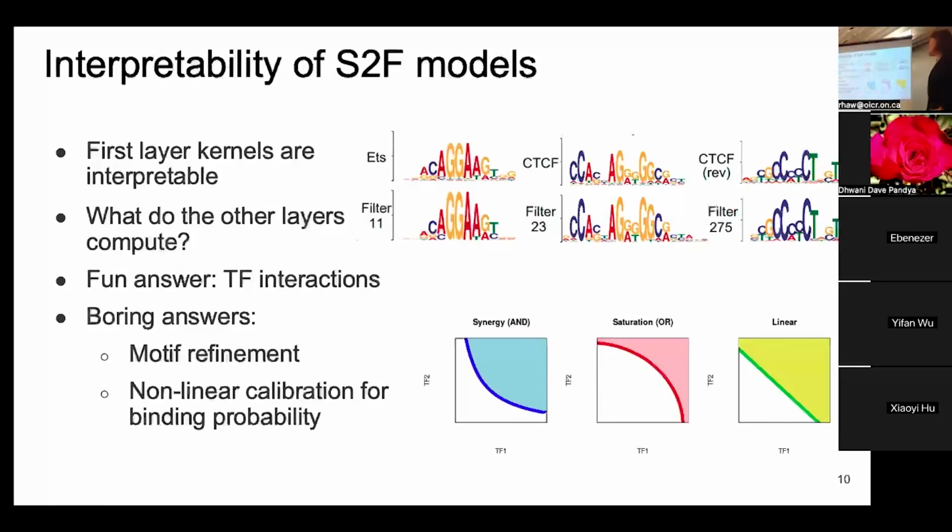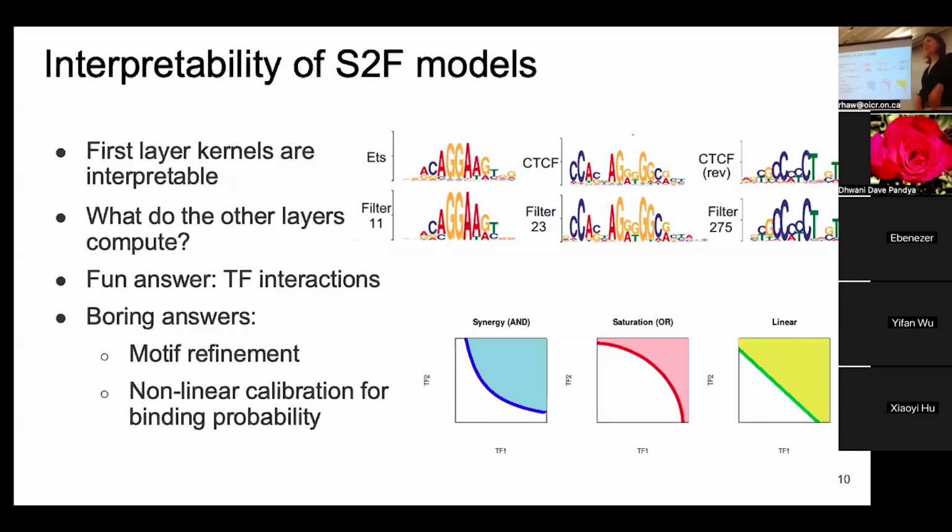Okay, so we have this basic framework. The first layer is interpretable as these nice kernels. Here's a mapping between what the model learned and what we can actually find in a database. And you often see these kinds of plots when people get good matches, they like to advertise it. But we had all these other layers in the network, right? The hidden layers. So what do they do?